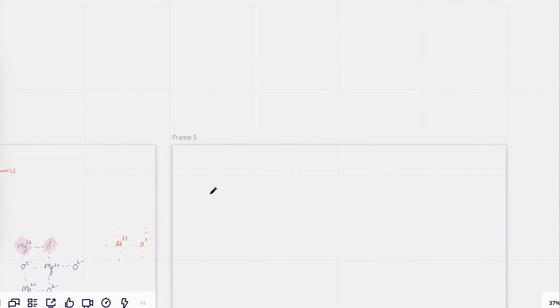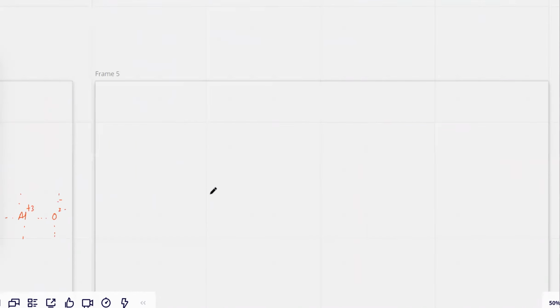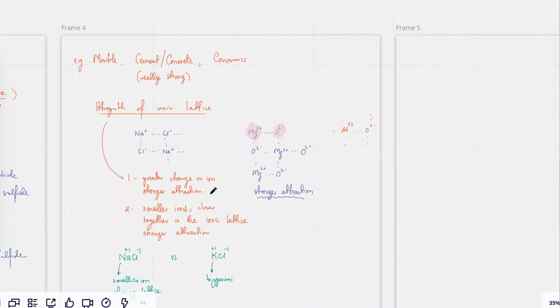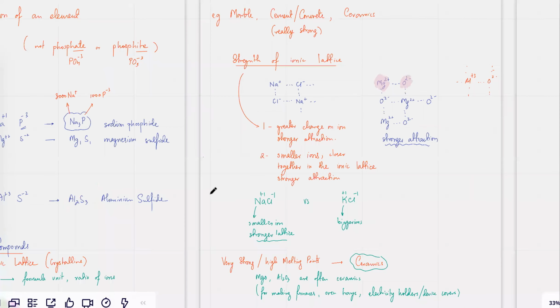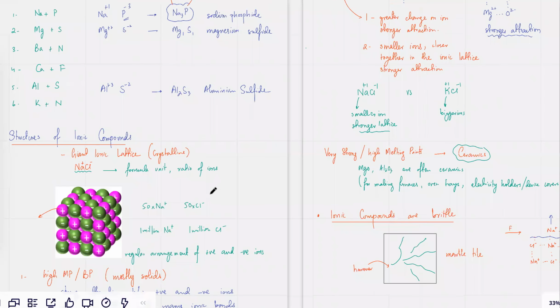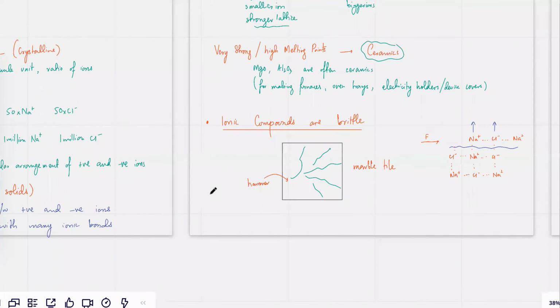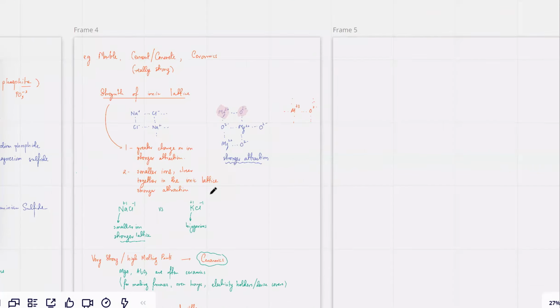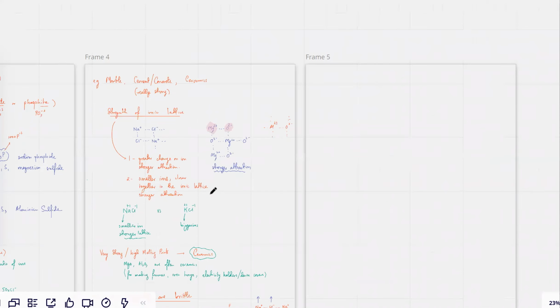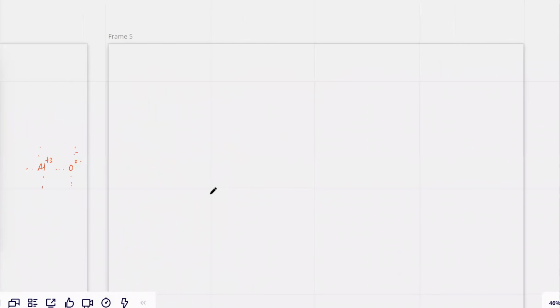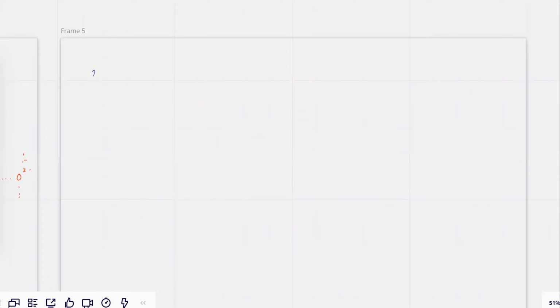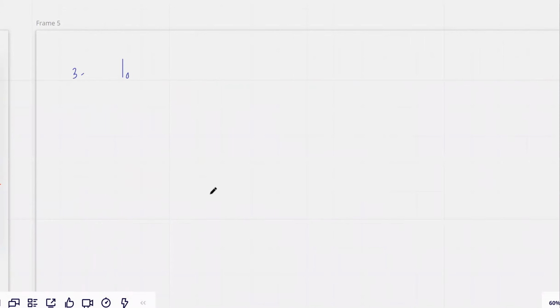I said we're not done with ionic lattices. So let's do a few more properties and finish ionic compounds for a second. What are the other properties? They conduct electricity, but they're only able to conduct electricity if the ions move around. So that's another property, property number 3: ionic lattices conduct.